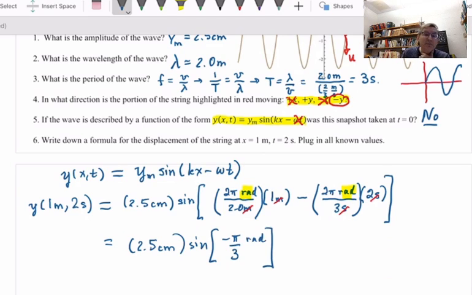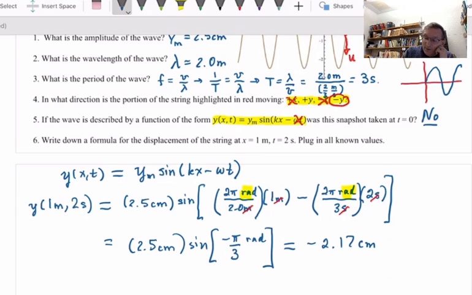You don't have to simplify it, though. What you would do, though, is you go to your calculator. Make sure your calculator is in radian mode. Take the sine of negative pi over 3, and don't forget the negative, and then multiply by 2.5, and that'll be the y value for the x of 1 meter and the t of 2 seconds, and it'll be in centimeters. And I get negative 2.17 centimeters.